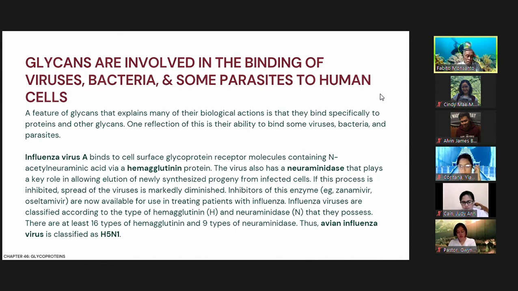Now, look at this. There are 16 types of hemagglutinin and 9 types of neuraminidase, the enzyme that acts on neuraminic acid. The avian flu is classified as H5N1: hemagglutinin 5 and neuraminidase 1. Okay.